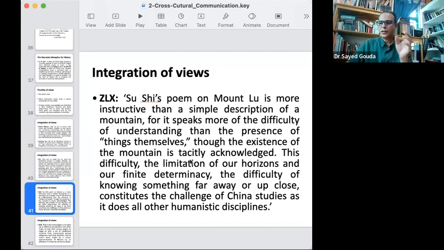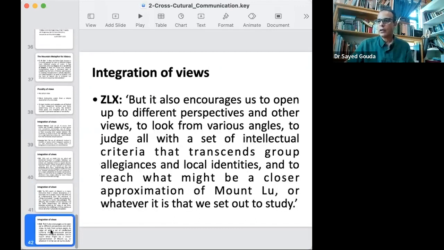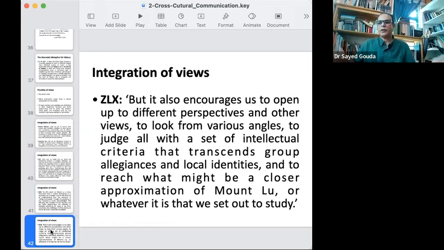Though the existence of the mountain is tacitly acknowledged, this difficulty, the limitation of our horizons and our finite determinacy, the difficulty of knowing something far away or up close, far away being the Western methodology or approach, and up close being the Chinese native scholars, constitutes the challenge of China studies, as it does all other humanistic disciplines. We need both approaches. And lastly he says, it also encourages us to open up to different perspectives and other views, to look from various angles, to judge all with a set of intellectual criteria that transcends group allegiances and local identities, and to reach what might be a closer approximation of Mount Lu, or whatever it is that we set out to study.